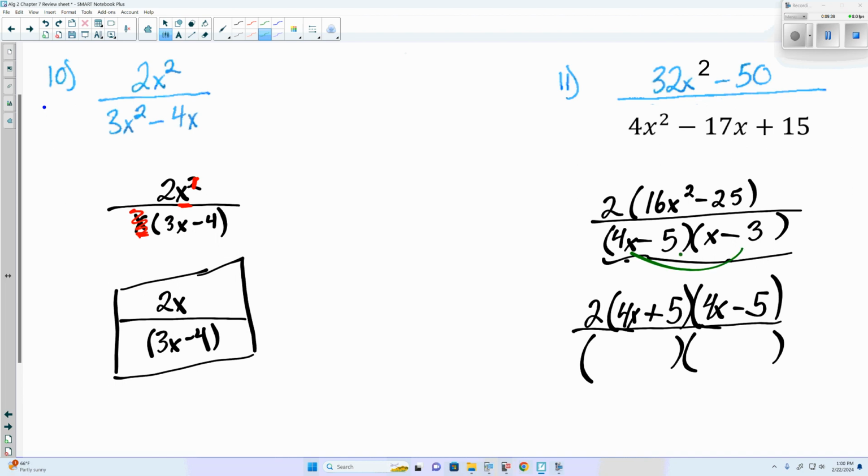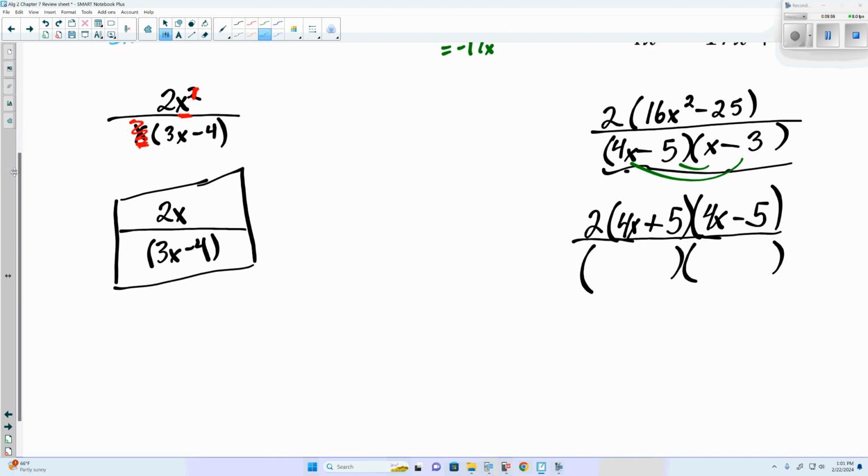Now, it is good to check and make sure, because it's not always going to work out those are the factors we need. Here, 4x times negative 3 is negative 12x. Negative 5 times x is negative 5x, giving us negative 17x, the middle term we wanted. Yes? So it does help us get the factors a little quicker. Now we can fill that in.